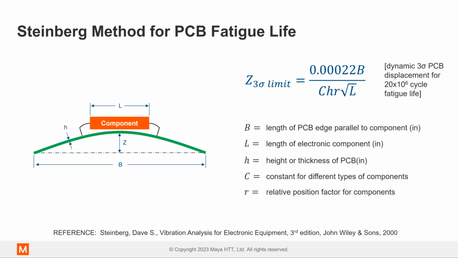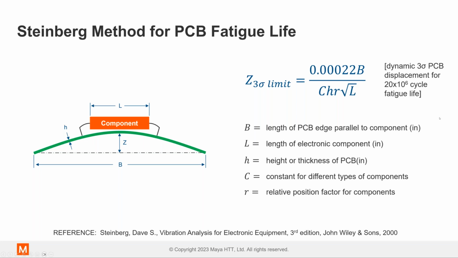So one of the most common standard industry methods for calculating this that makes it pretty easy is the Steinberg method. This actually comes from a book I referenced at the bottom by Dave Steinberg. I highly recommend, if you're doing anything with PCBs and random and sine vibration in general, that book is a great reference. Often in industry, we just look at this one equation, but in reviewing that book prior to this webinar, I remembered there's a lot of great information in there. I highly recommend you pick up a copy.